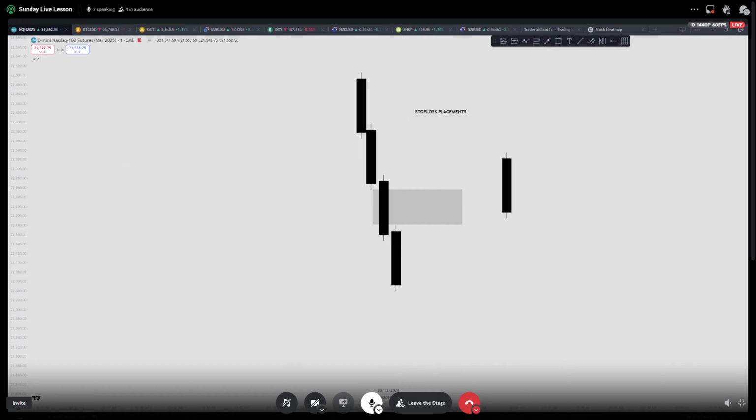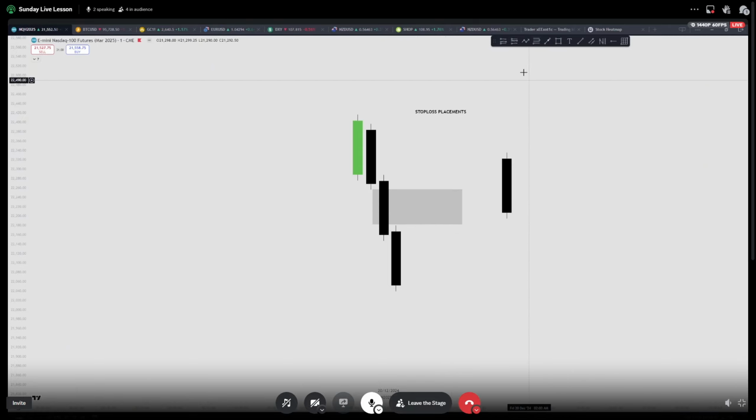All right, stop loss placements. Let's go over them real quick, and we'll also go over take profits. So when it comes to doing a stop loss here, a general rule of thumb is you should put a stop loss where your trade idea will be invalidated, and that is kind of the idea we're going to be going over here.